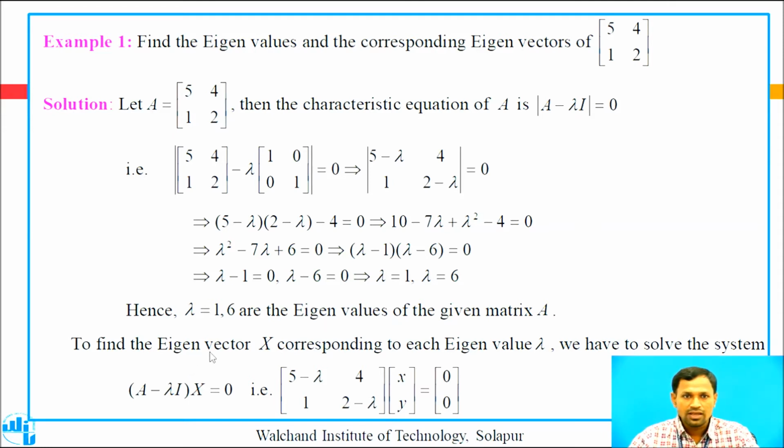Next, to find the eigenvector X corresponding to each eigenvalue lambda, we have to solve the system A minus lambda I into X equal to 0. That is, A minus lambda I is first row 5 minus lambda, 4, second row 1, 2 minus lambda, into X, a variable 2 by 1 column matrix x y, equal to the column matrix 0 0. We take this as equation number 1.